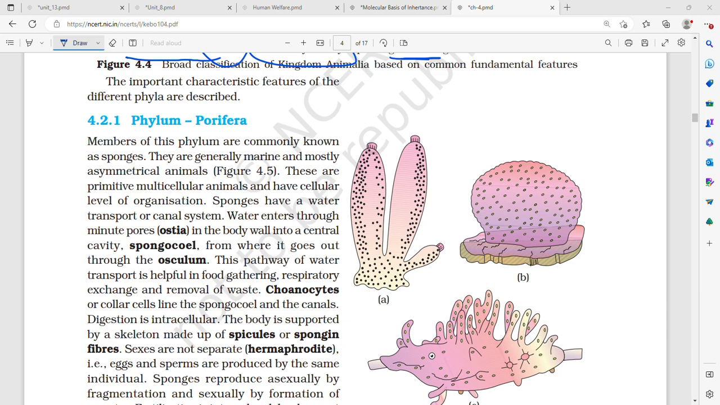Then segmentation. Annelida is externally and internally segmented, so it shows true segmentation, that is, internal plus external segmentation. Arthropoda shows only external segmentation.